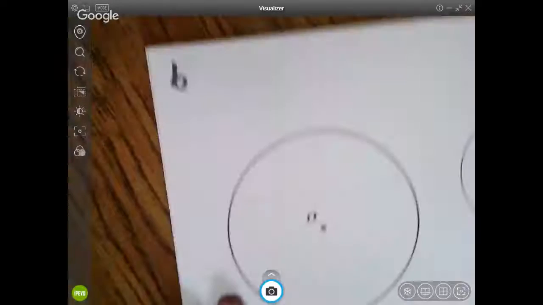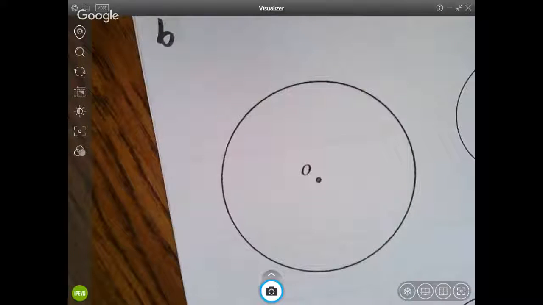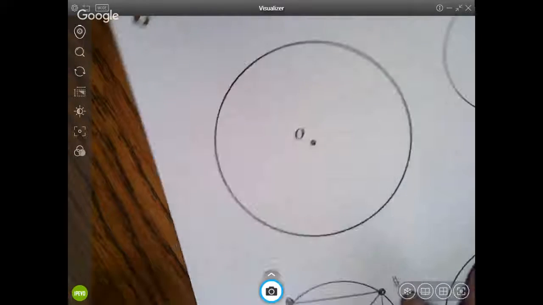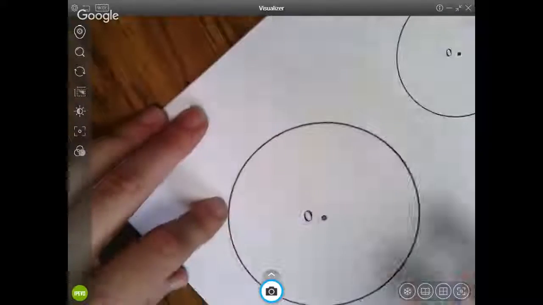So let's look at number 9. In order for you to draw a square on number 9, the first thing you have to do is draw a diameter.